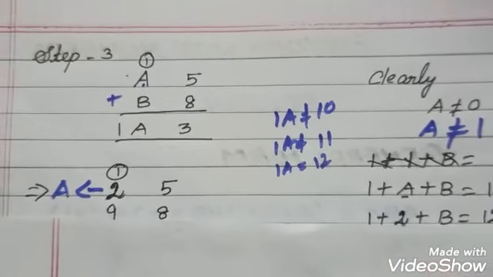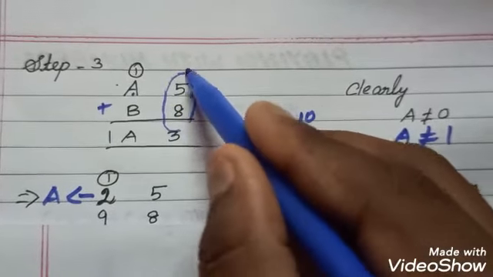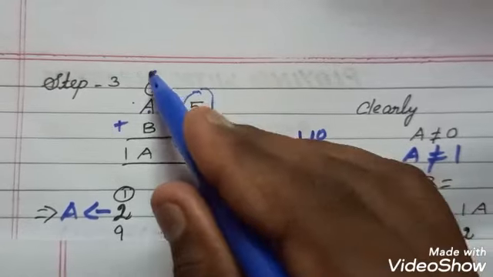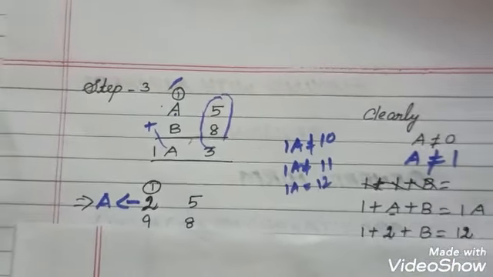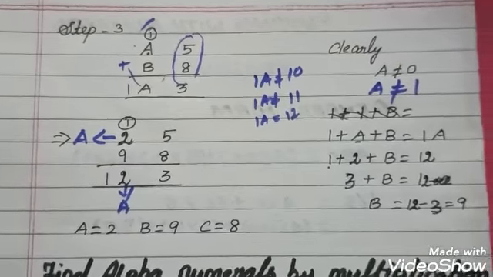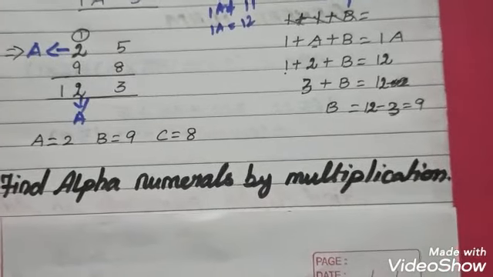First you have to move with the unit digit. You always start with the unit digit, then move on to the tens place, and then move on to the hundreds place. So next we have to find alphanumerals by multiplication.